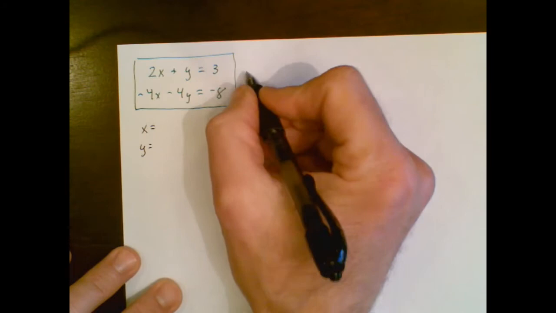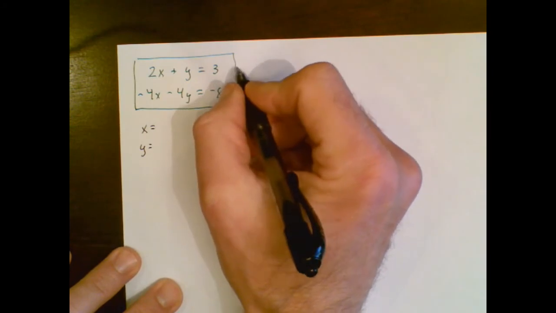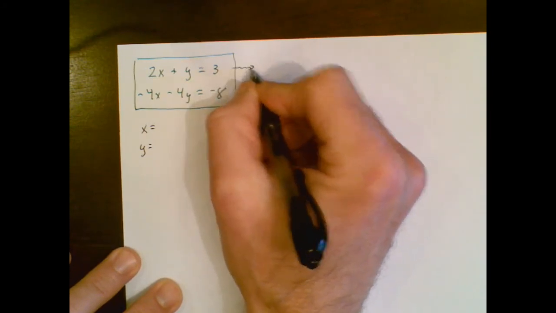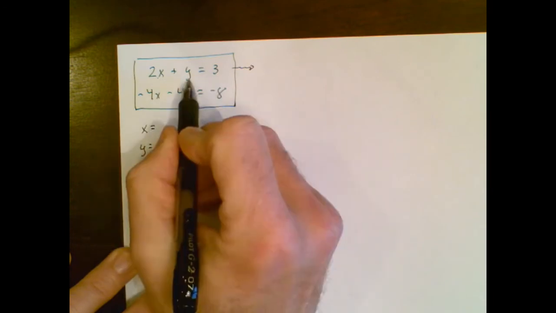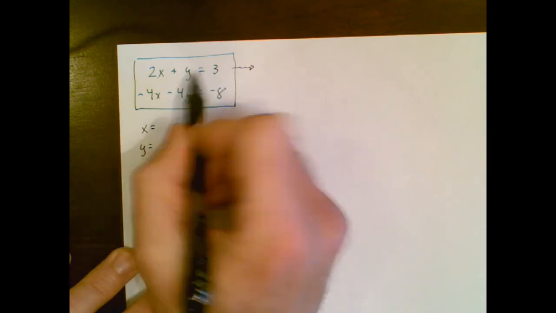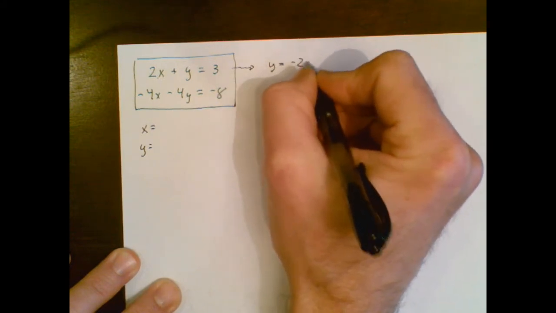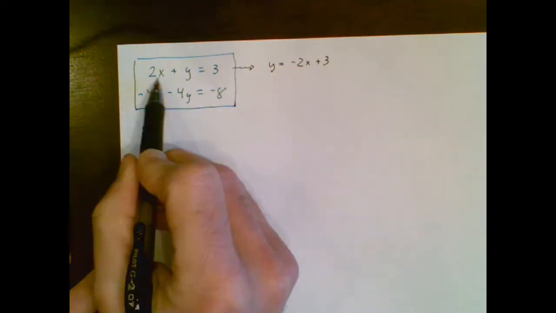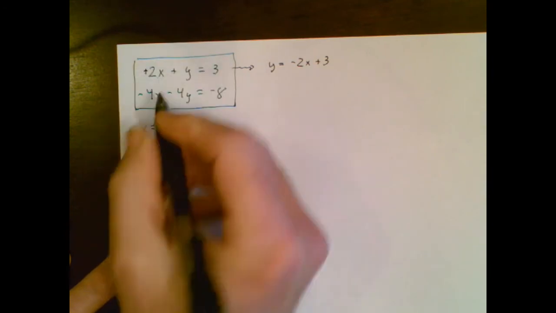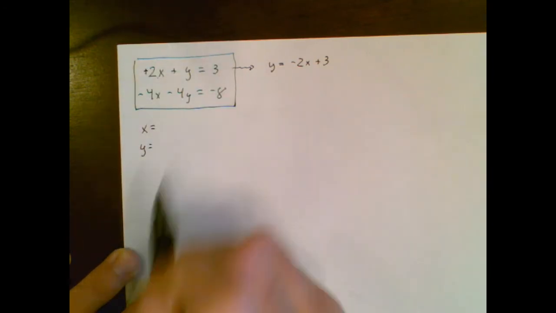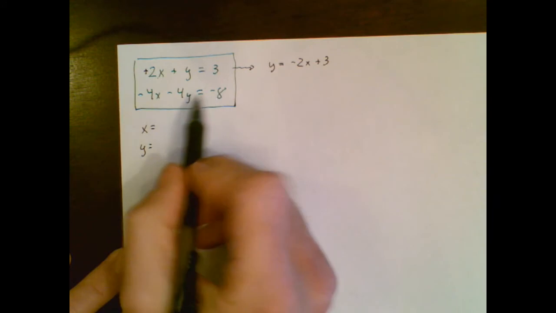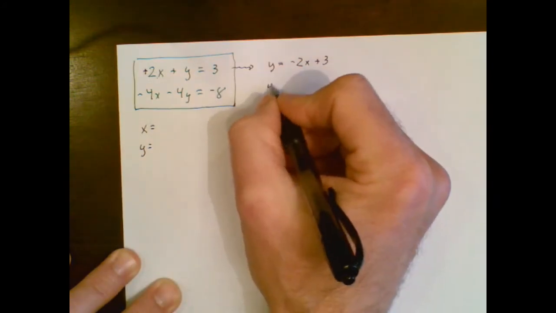So what I'm going to do is rewrite one of these equations. In this case, I see that it would be very easy to get y by itself. So I'm going to rewrite it and say y equals negative 2x plus 3. I just moved this positive 2x to the other side. This other equation, I'm not going to do anything with it, but I'm going to recopy it.